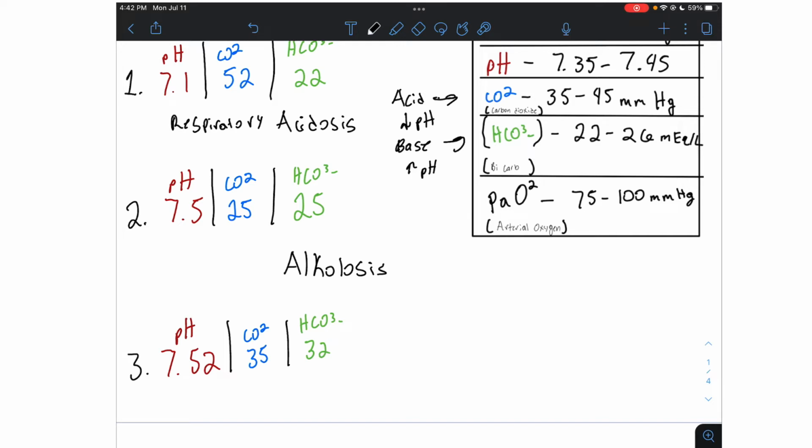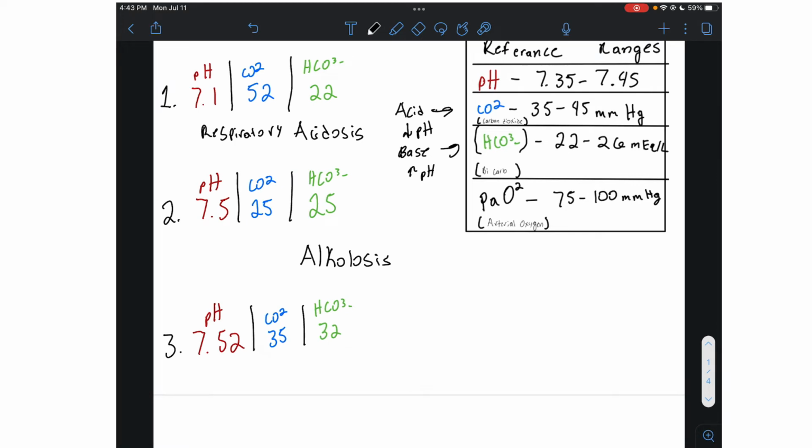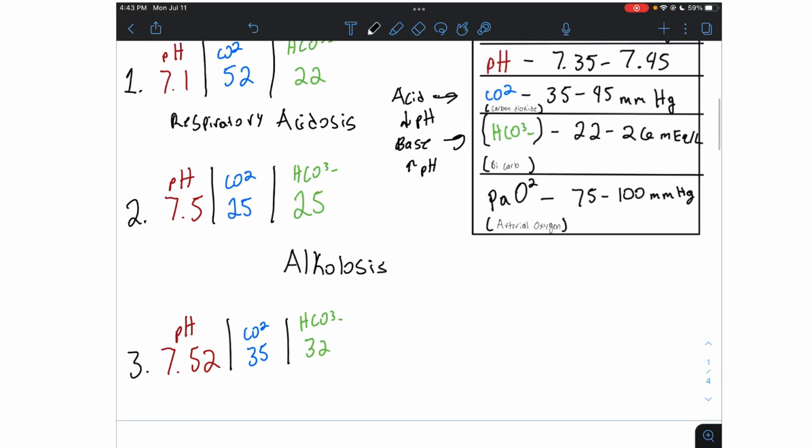So when we look at the CO2 right here, 35 to 45, we know that CO2 is not in the reference range. In fact, it's low, which would explain our alkalosis, right? Because we're losing acid, so the blood pH is going to rise. If we have acid, it's going to bring down the blood pH. But when we lack it, it's going to raise the blood pH. Okay, so we don't have enough acid to lower the pH.